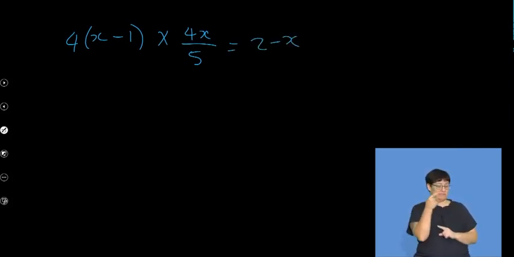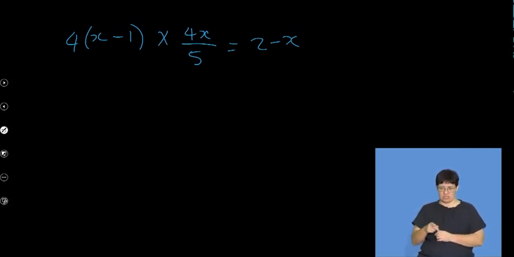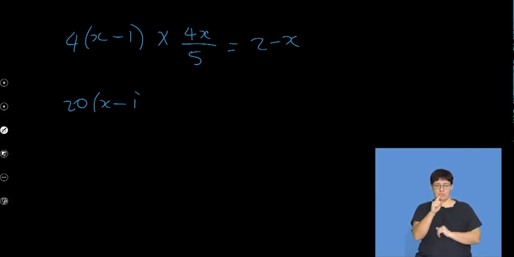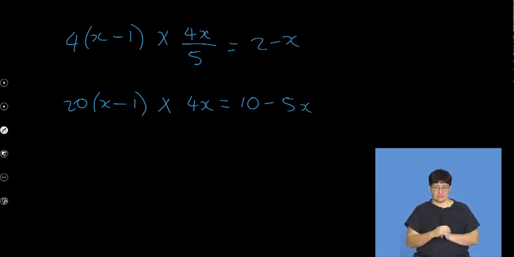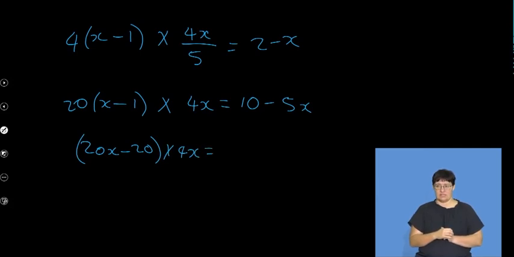Now to solve this, I need to get rid of the fraction, meaning the LCD is 5. If you multiply everything by 5, this will be 20 into x minus 1 multiplied by 4x is equal to, if I multiply this side by 5, it will be 10 minus 5x. And then from there, I can try simplify this. Firstly, remove the brackets, meaning it is going to be 20x minus 20 multiplied by the 4x equals 10 minus 5x.